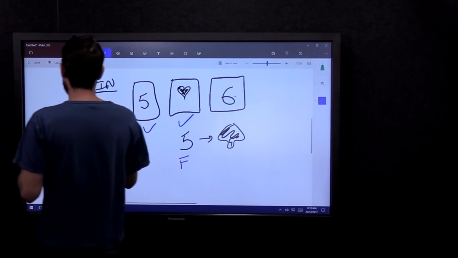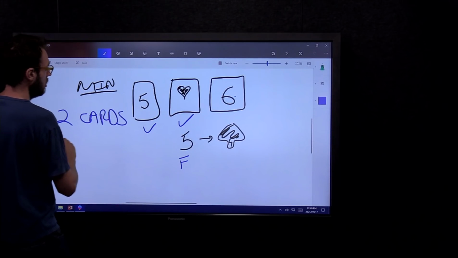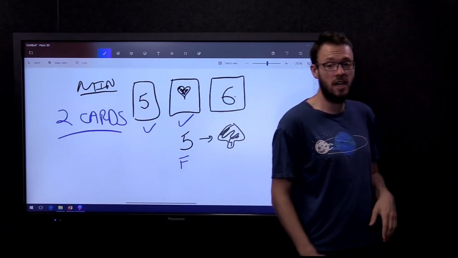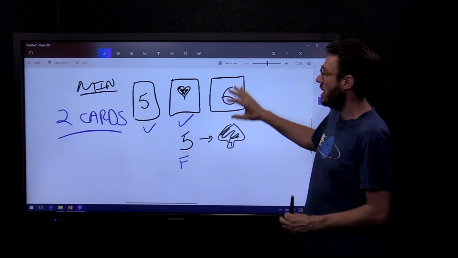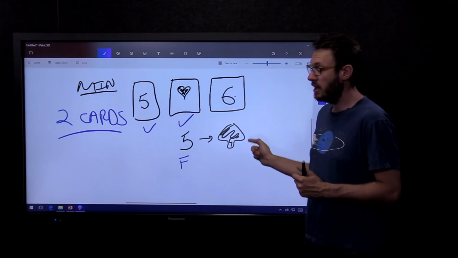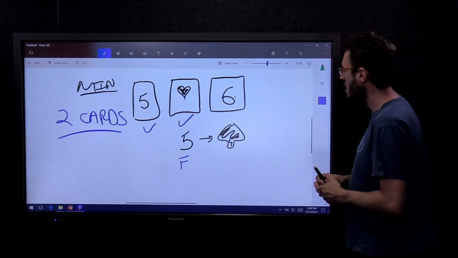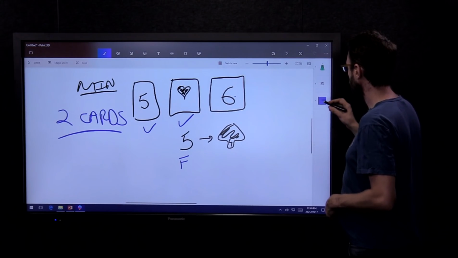So the minimum number that we have to check here is 2 cards. We know that we had to check those first 2 cards because if we left them unchecked, then this conditional might still have been false. But we don't have to check this third card, and so the answer here is 2 cards in order to evaluate this conditional. All right, let's have a look at a slightly different example.